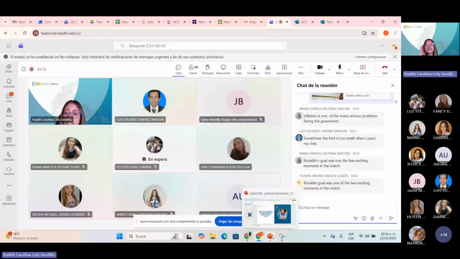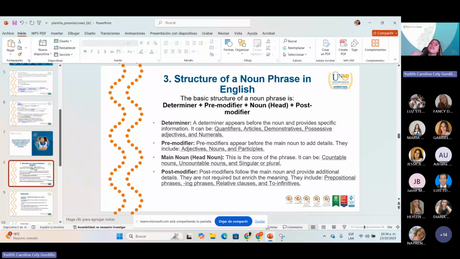You can identify the structure. It is important that you can analyze the structure of the noun phrase in English. The basic structure uses the determiner, that is the quantifiers, articles, demonstratives, possessives, adjectives, numerals, yeah? Used before the noun to provide specific information. This is the determiner. What continues? This is the premodifier. The premodifiers appear before the main noun to add details.